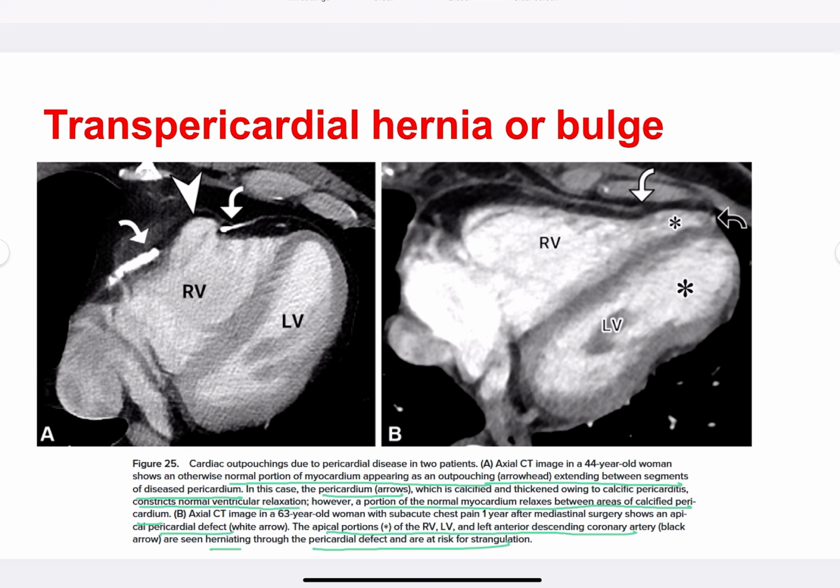Let us see the example. In the first image we will see these are the areas of pericardial thickening and calcification, and this is the normal tissue that is bulging. So this bulge is due to normal tissue, that is the transpericardial hernia or bulge. In the second image, this patient has undergone surgery and was having a pericardial defect, and due to this defect the apical portion of right ventricle, left ventricle and the left anterior descending artery were bulging, and this was again an example of transpericardial hernia or bulge.